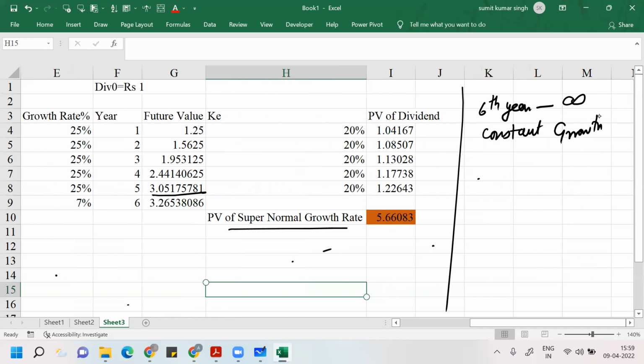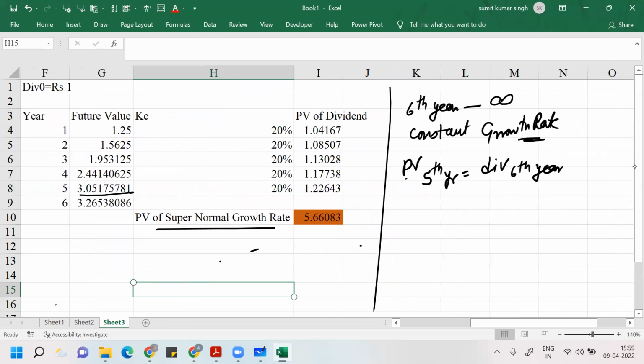Because you have constant growth rate from 6th year, how will you find the present value? The present value after 5th year, what you need is the dividend for the 6th year, divided by the cost of equity minus your growth rate. How did this formula come? This comes from the GP model for infinite time period. I don't want to put maths here. In second semester financial management, these things were there, but I don't know how much you know or don't know. This is a direct formula for the constant growth rate model.